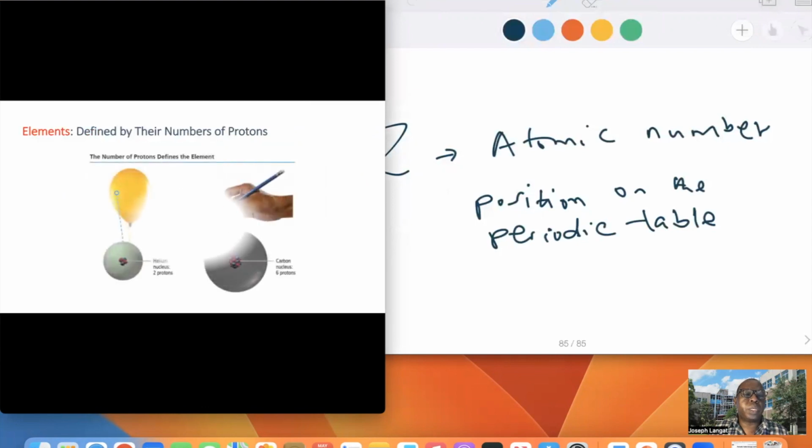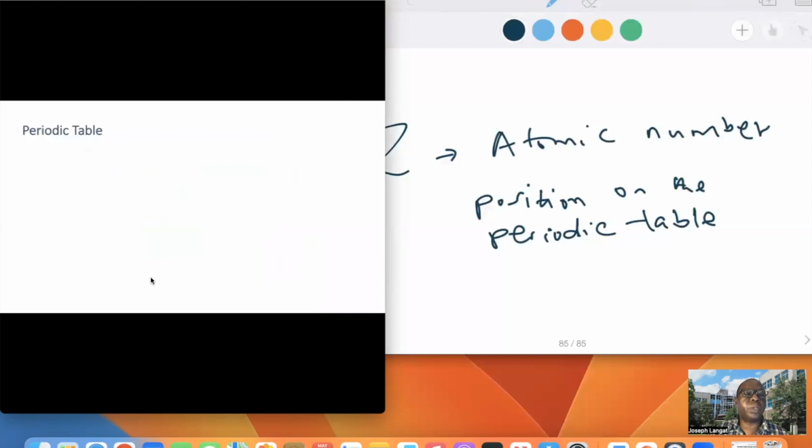So this is an example on helium with 2 protons. Its atomic number is 2 on the periodic table. Carbon is number 6. It has 6 protons in the nucleus. The carbon is just the carbon inside the pencil. And helium gas is inside the balloon, all right? The atomic number represents the position on the periodic table.